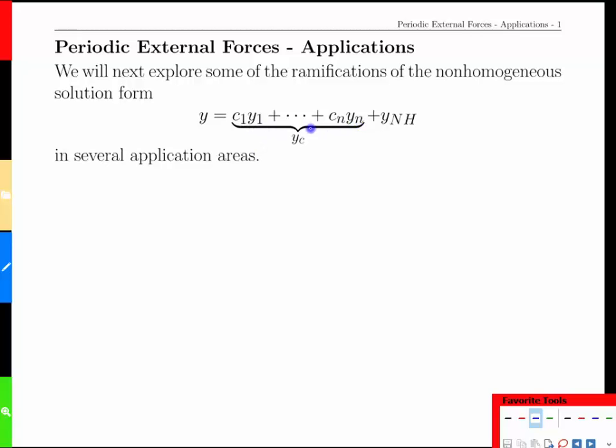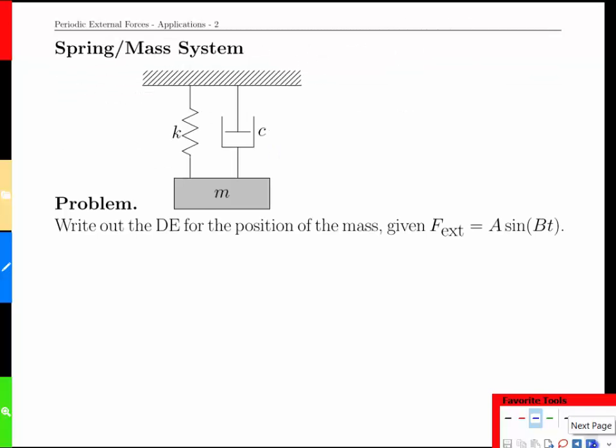We've now seen a procedure for solving non-homogeneous differential equations where the solution is made up of two different components, one from the homogeneous complementary part and one dealing with the non-homogeneous aspect of the differential equation. To hopefully deepen that understanding a bit, let's look at some application areas. Our first example is going to be our spring mass system again.